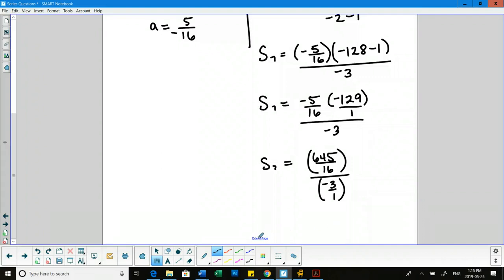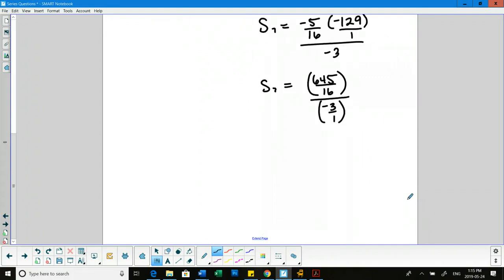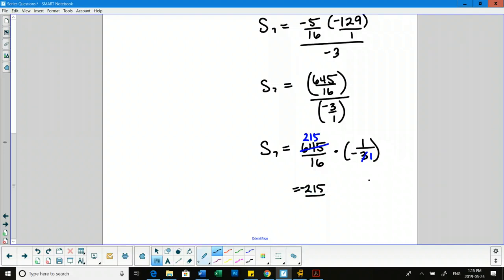Avery, what do we do? I feel that you want to answer this question. What do I do when I'm dividing a fraction by a fraction? What's the rule? You multiply by the reciprocal. Yeah, flip and multiply. Perfect. Okay, and then I think we can cross cancel here, or maybe 3 goes in here. Yeah, it does. So 3 goes in here 215 times. And then we've just got negative 215 over 16, don't forget the negative.